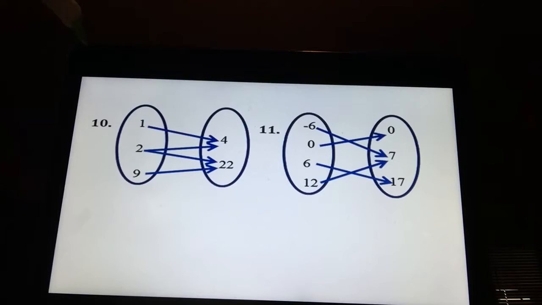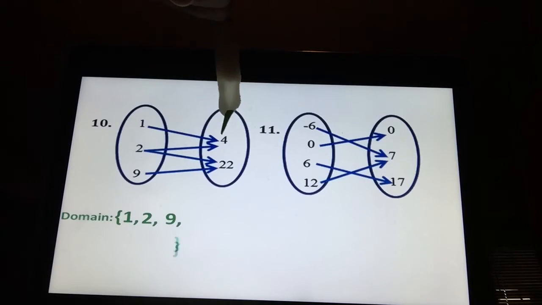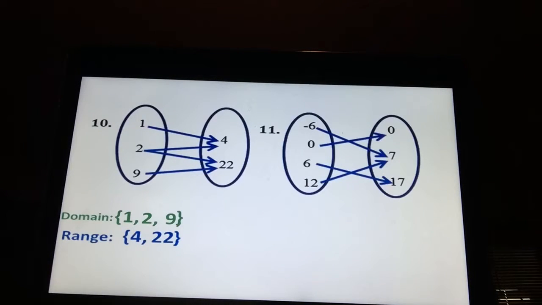Alright, just like the other one, over here the domain is the first circle, which is the input, and the domain would be 1, 2, and 9. The range is the output over here, which is that second circle, which is going to be 4 and 22. Alright? Now what we're going to do is identify if it's a domain and range, and identify if it's a function or not a function.